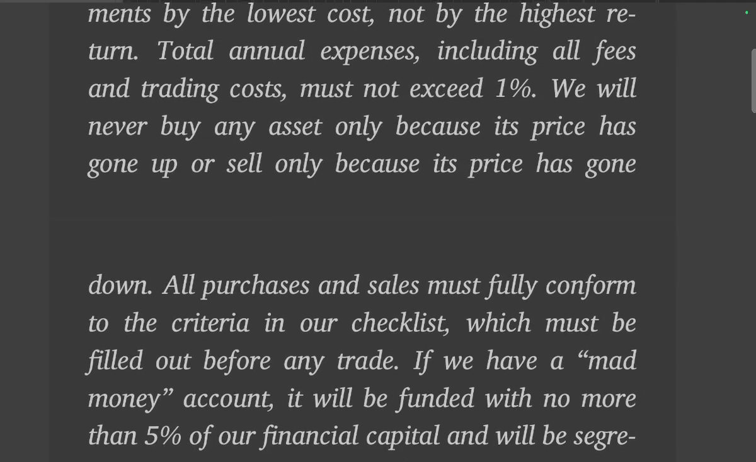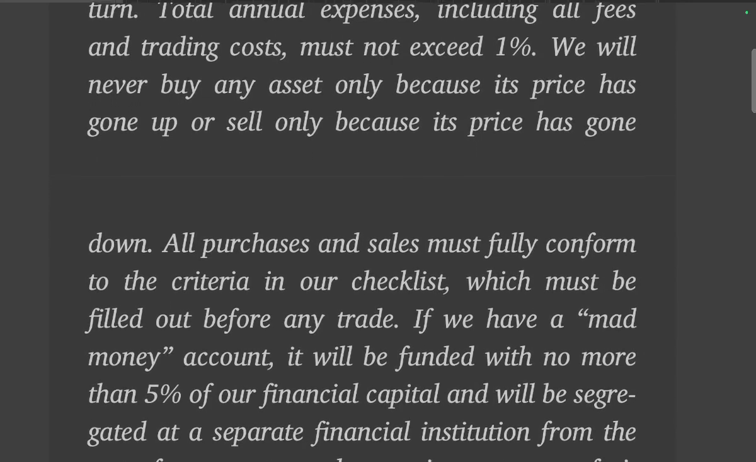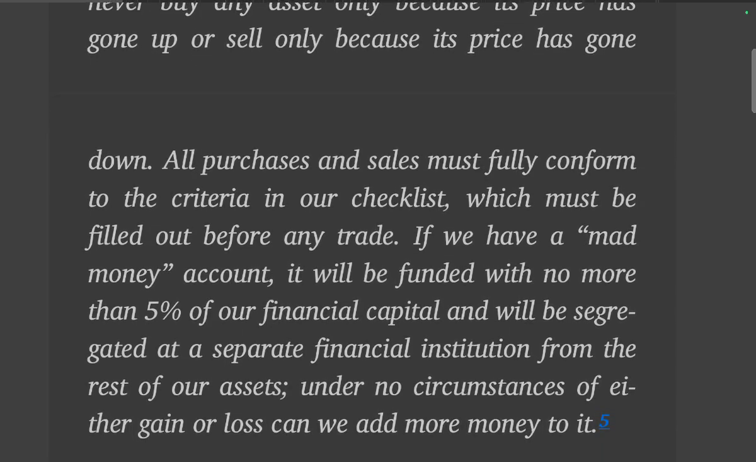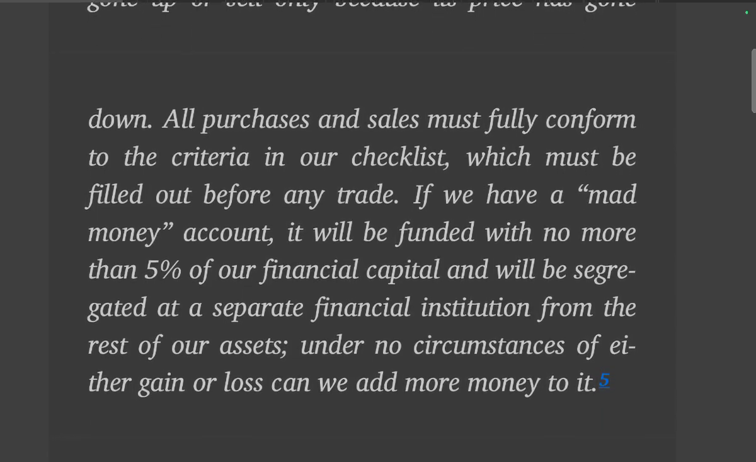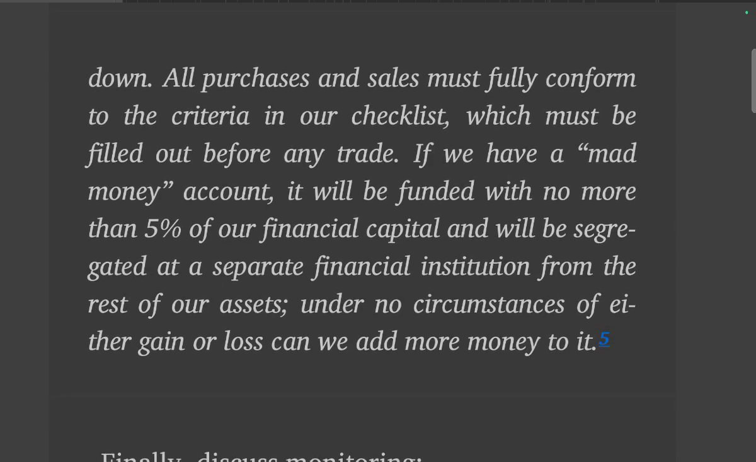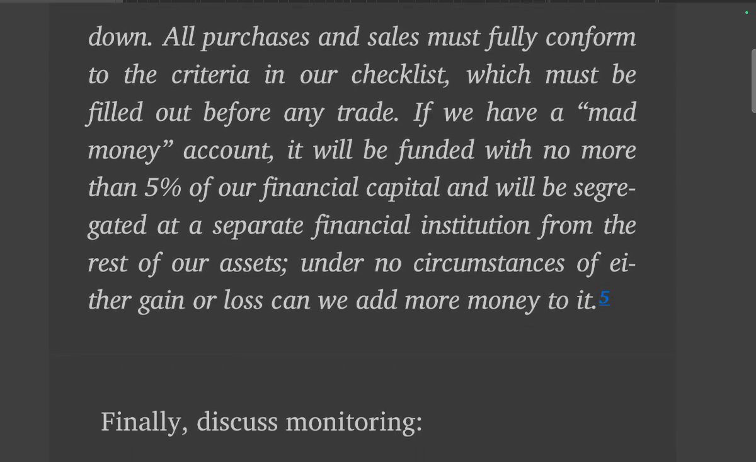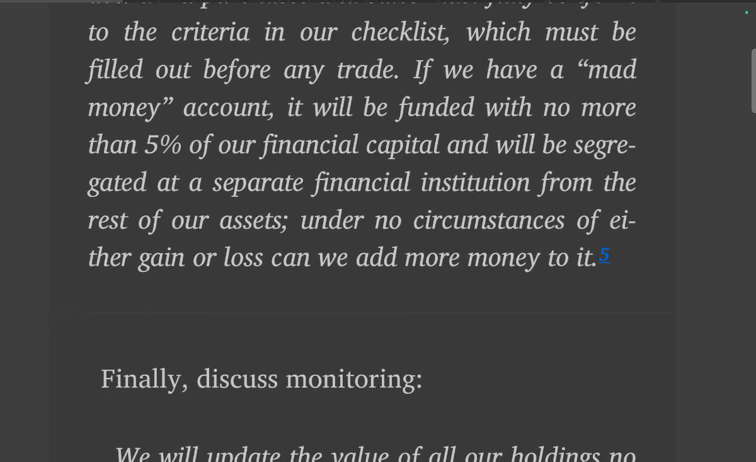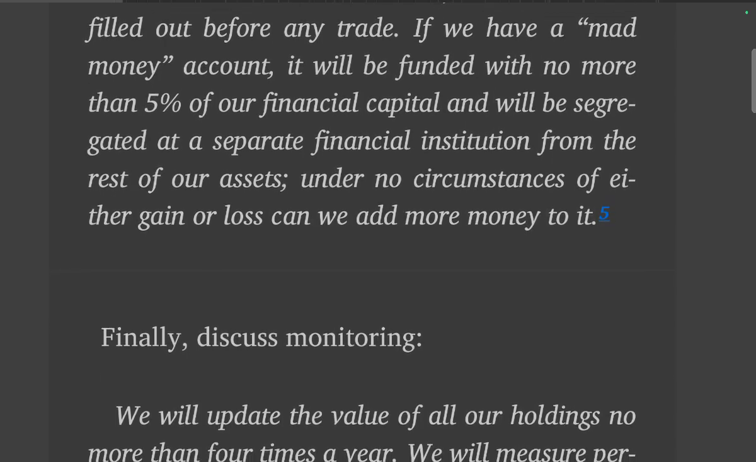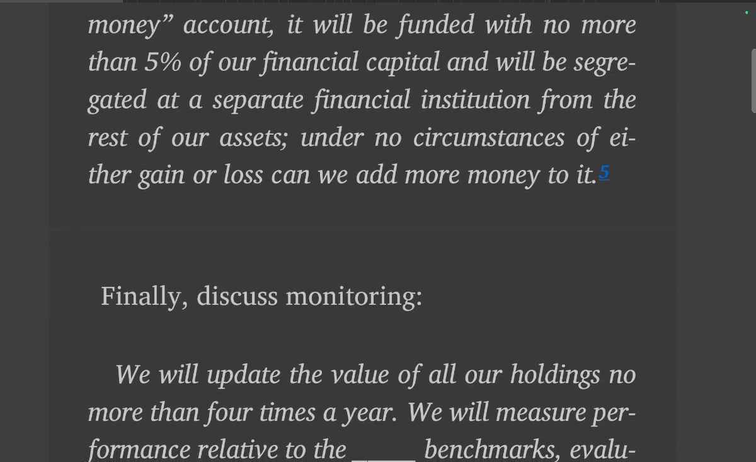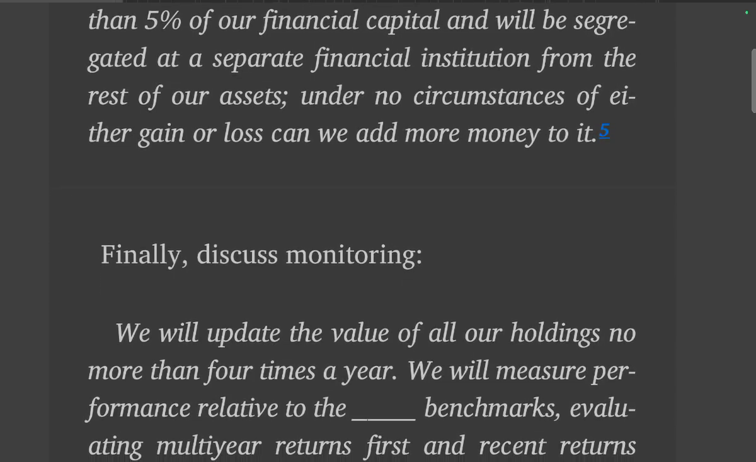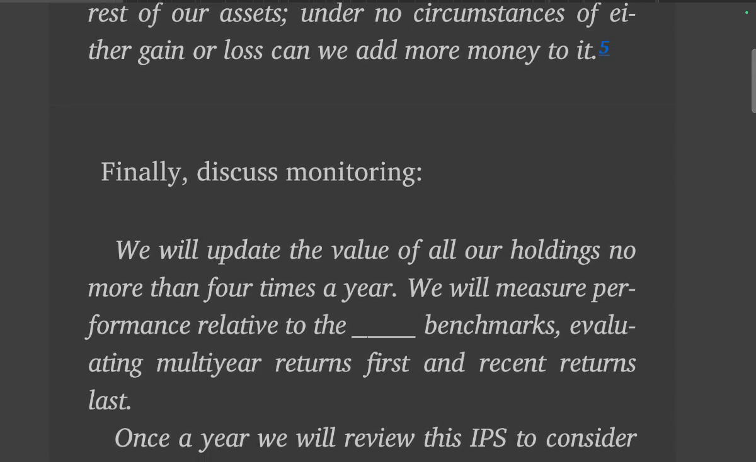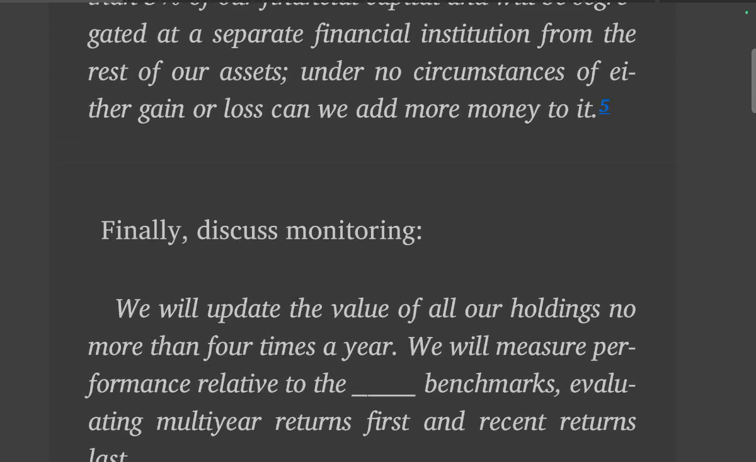We will never buy any asset only because its price has gone up, or sell only because its price has gone down. All purchases and sales must fully conform to the criteria of our checklist, which must be filled out before any trade. If you have a mad money account, it will be funded with no more than 5% of financial capital and will be segregated at a separate financial institution from the rest of our assets. Under no circumstances, whether gain or loss, can we add more money to it.